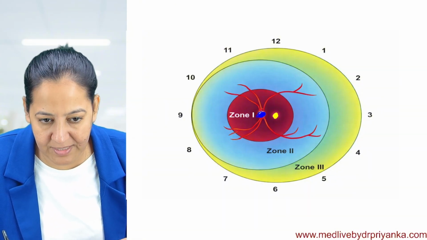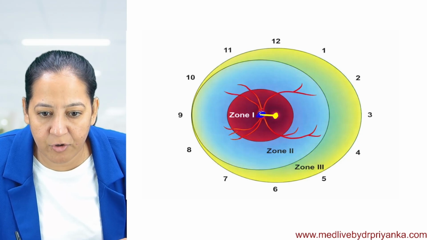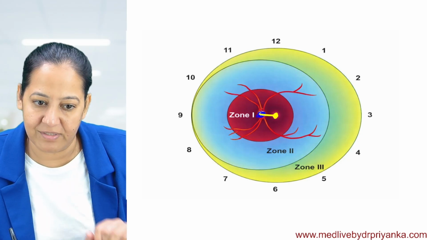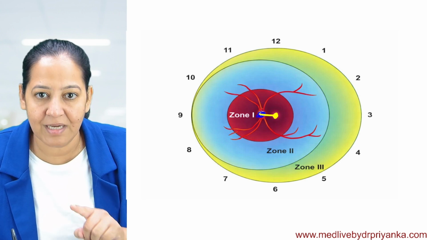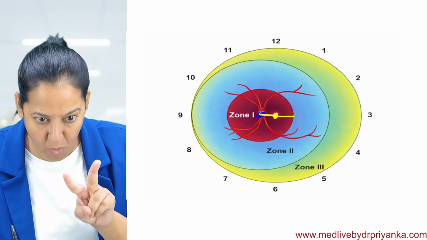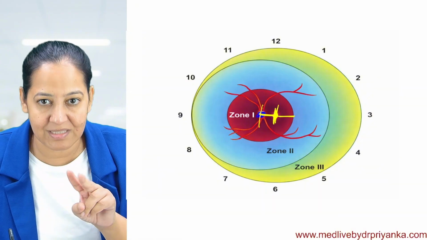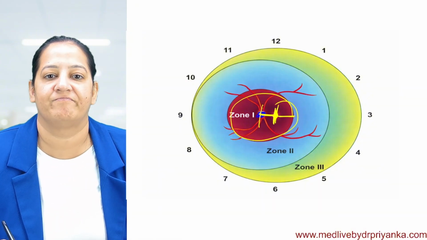Can you see the optic disc and fovea? Can you see the distance between the two? This is the distance between the optic disc and fovea. Take the double of this distance. This is one distance, take one more. Whatever is the distance, twice the distance between the optic disc and fovea, make a circle. This is zone 1.